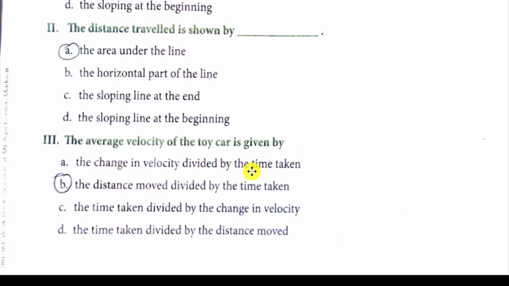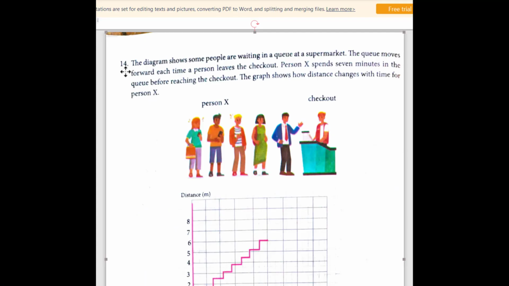The change in velocity divided by the time taken. We should not take the change in velocity, so this option is wrong. The time taken divided by the change in velocity. Always the distance by time will give you the velocity or speed. The time taken divided by the distance moved. The time should not come in the numerator. So these two options will be wrong. And this is the correct option. Okay. Read out the next question.